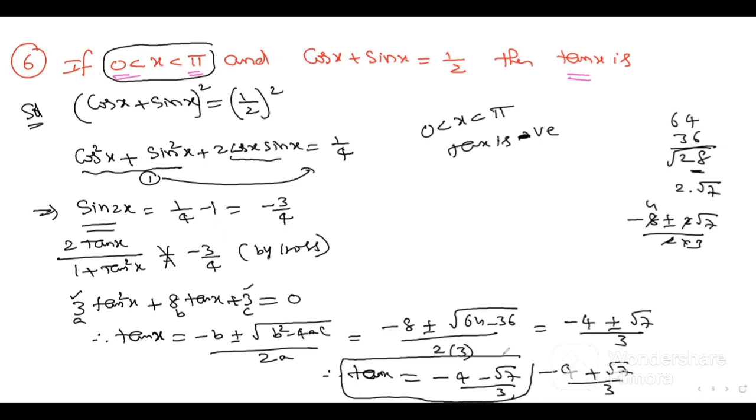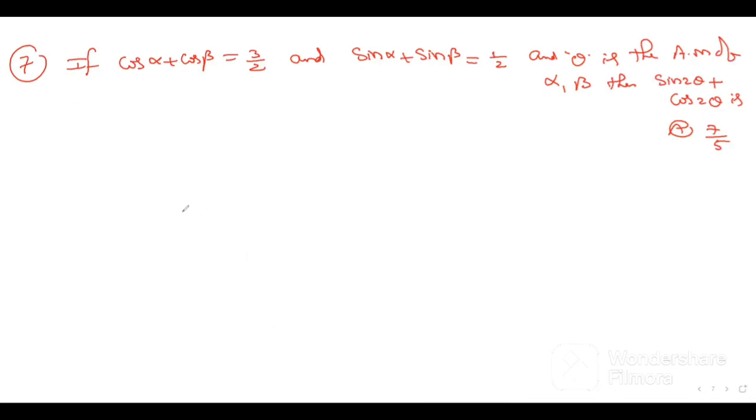Okay, now I am going to explain question number 7. Here cos alpha plus cos beta is equal to 3 by 2. Sin alpha plus sin beta is equal to 1 by 2. Where theta is the arithmetic mean of alpha and beta. What is the value of sin 2 theta plus cos 2 theta?